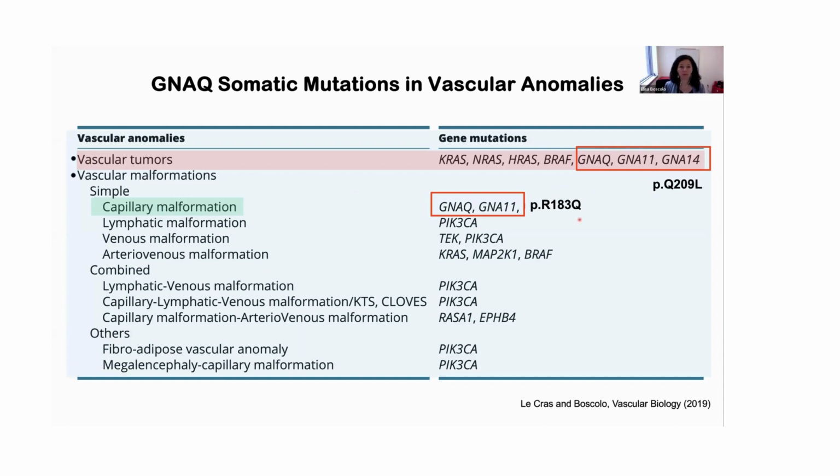The difference between those types of mutations and types of disease is that some are vascular tumors, some are malformations, and the type of mutation is different. In vascular tumors, we see the mutation Q209, and the most frequent substitution is from Q to L. And in capillary malformations, the mutation is at the site R183. So the focus of my talk will be the mutation Q209L.